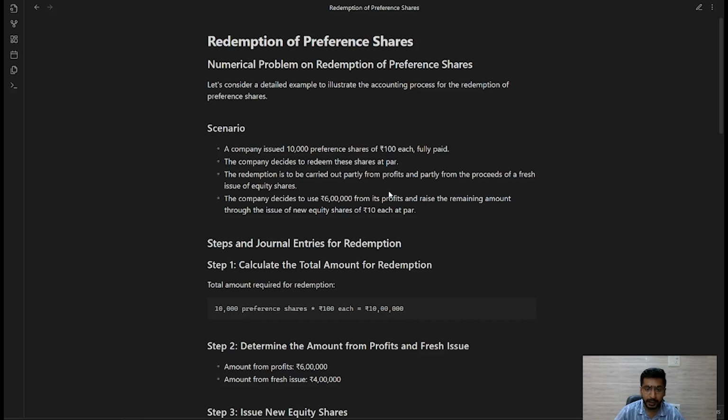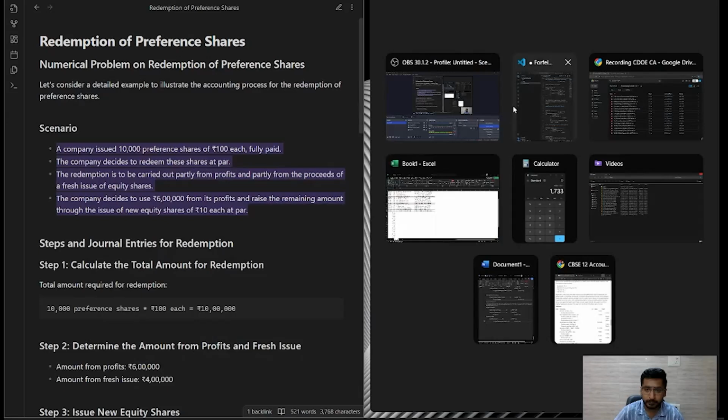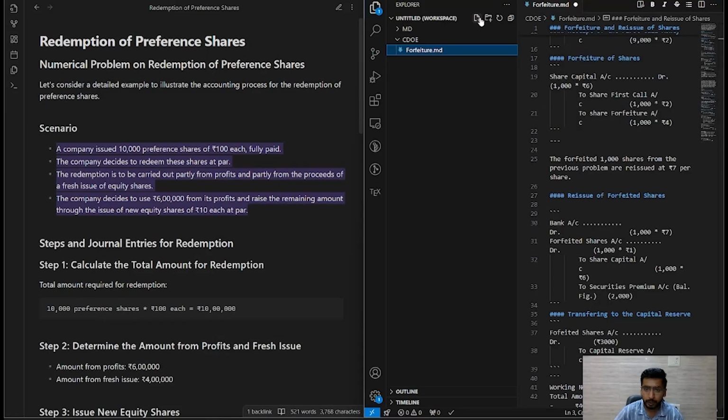The redemption is to be carried out partly from the profits and partly from the proceeds of the fresh issue of the equity shares. The company decides to use rupees 6 lakhs from its profits and raise the remaining amount through the issue of the new equity shares of rupees 10 each at par. So let us just take this scenario into our workbook and learn step by step.